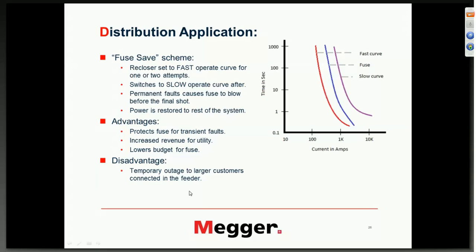But the disadvantage is the temporary outages to the larger customers connected to the feeder. What this means is, when you're feeding larger customers, the transient faults cause temporary outages as well. So that will be a disadvantage of using the fuse save scheme.